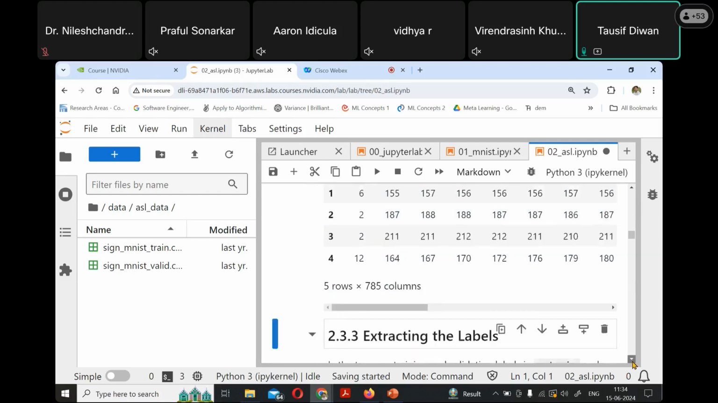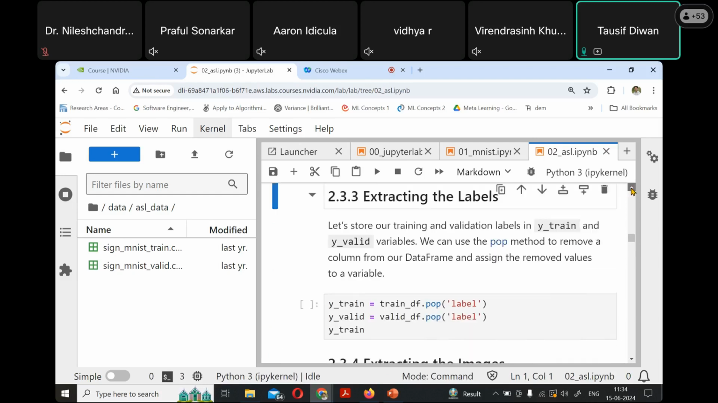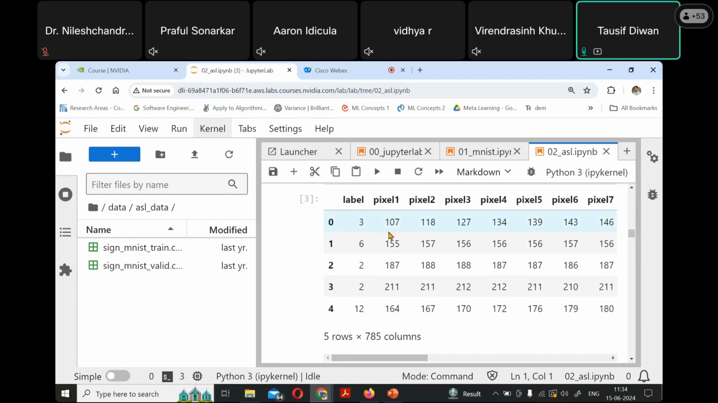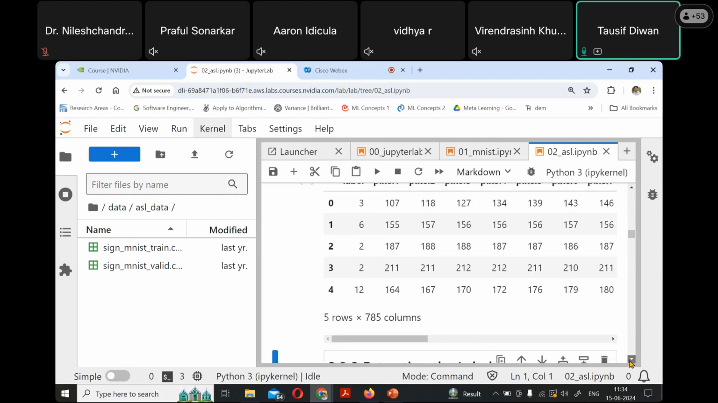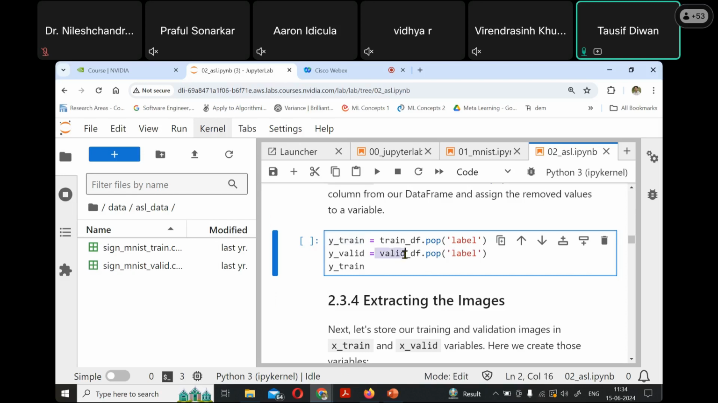Now how can we do this? First of all, we need to pop, or remove, this label column. See, this is my label column. We will pop from here. The label of training is nothing but my y train, and the label of validation is nothing but y validation. So we will pop both of these. See, label is popped out from train df, and it is my y train, the training set labels. Once again, this label is popped from validation df, and it is my y validation. After that, I can also print y train.